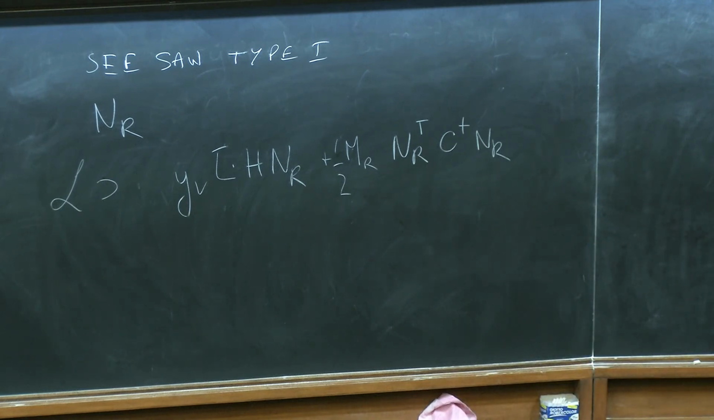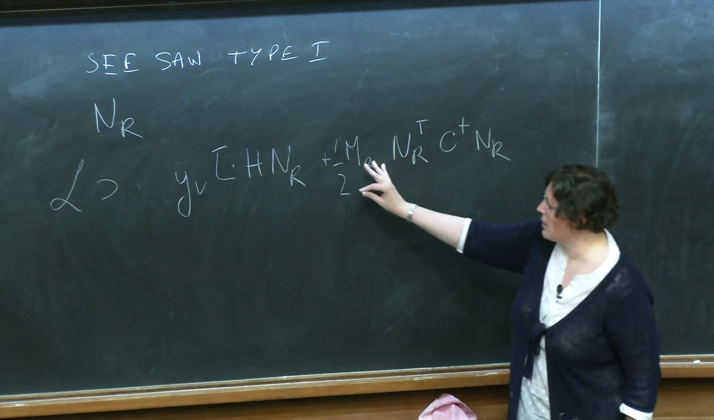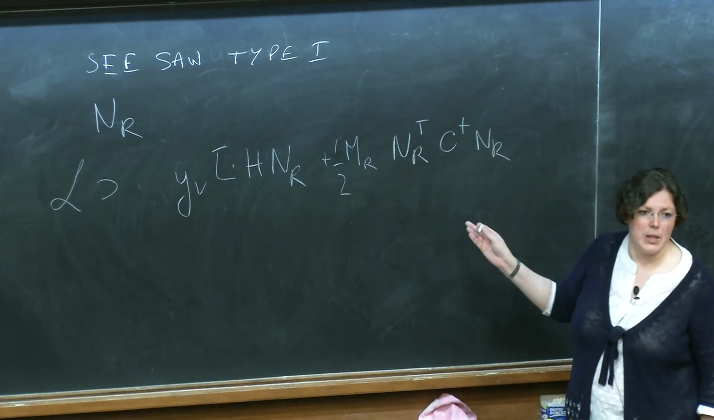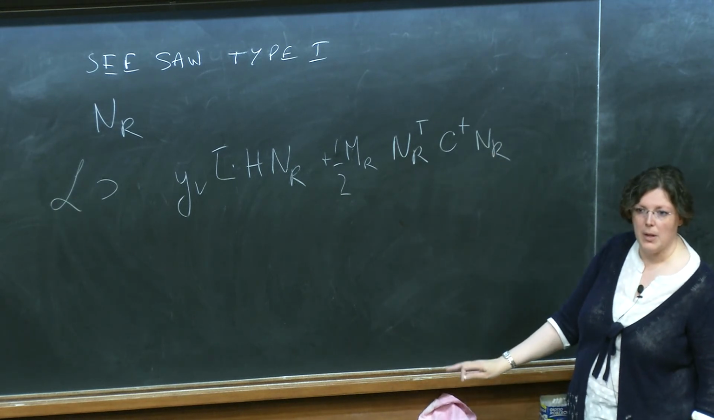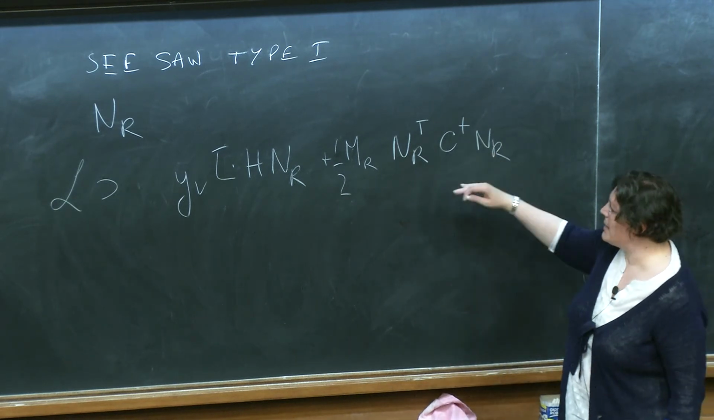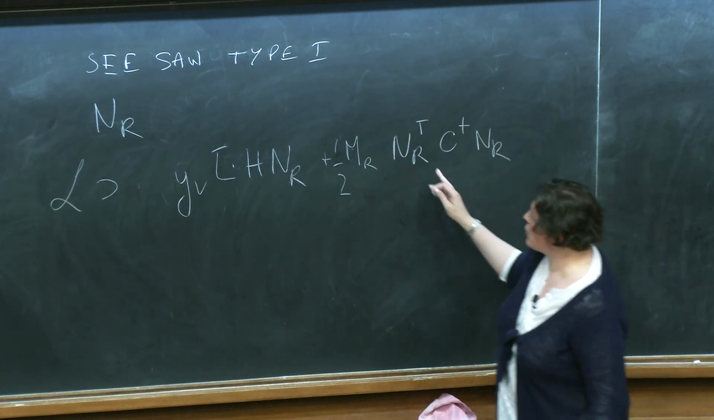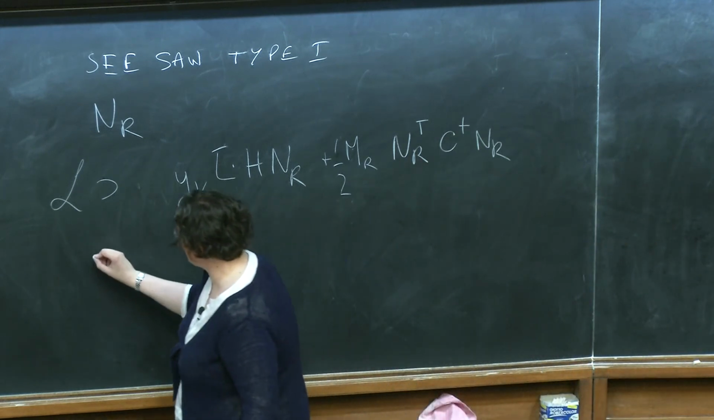If I want to avoid this Majorana mass term, well, it does nothing for the gauge symmetries because this is all singlet of the gauge symmetries. I have to impose lepton number. So if I want to avoid this term, I have to impose lepton number. If I don't, then this necessarily arises. And so what is the mass matrix, once the Higgs gets a vev?